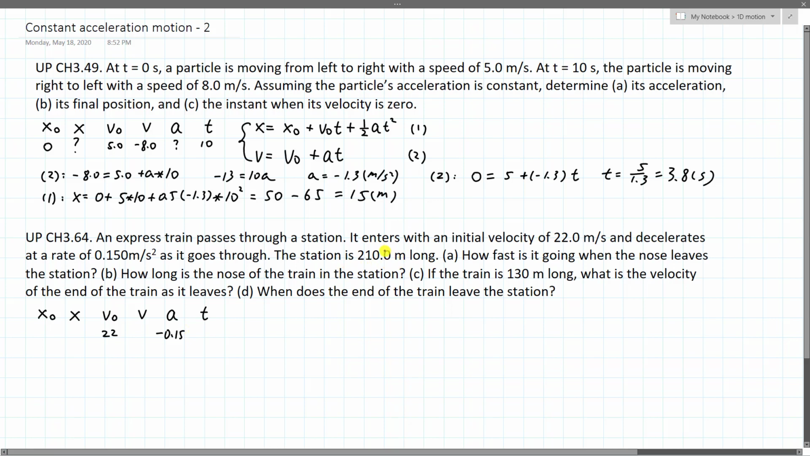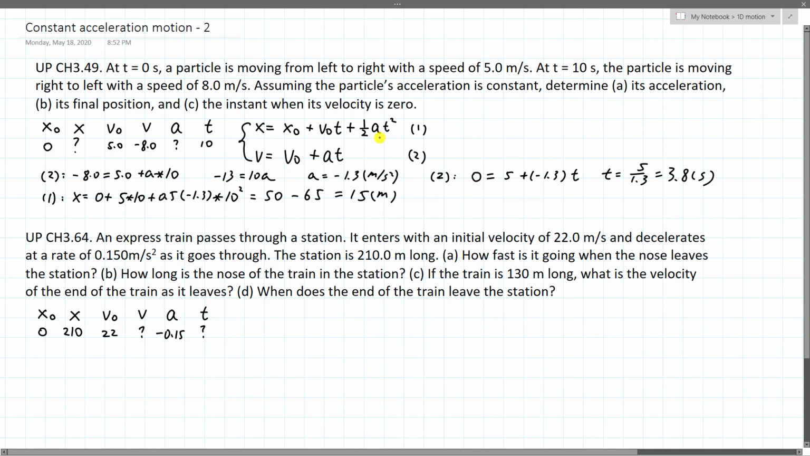Okay, so what else? We have the station's lengths. So we can start with 0 and end with 210. This is where the nose was when it enters the station. This is where the nose was after it exits the station at the end of the station. So the two unknowns are the time duration and also the velocity. The reason I picked this question is because we don't know time, so this allows us to explore how to solve this system of two equations where one of them is a quadratic equation.